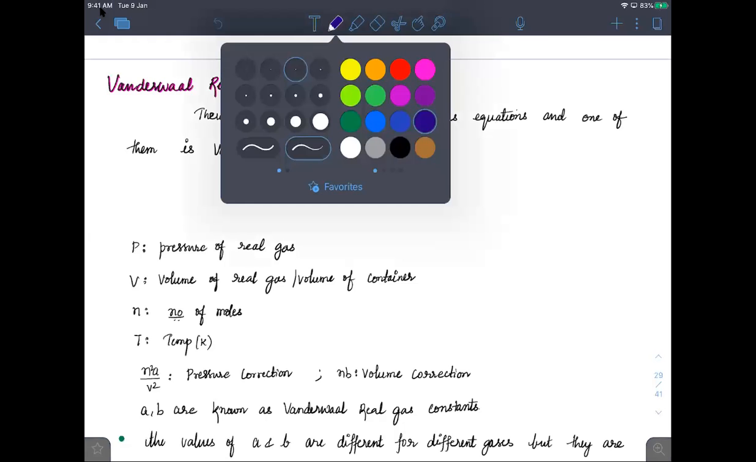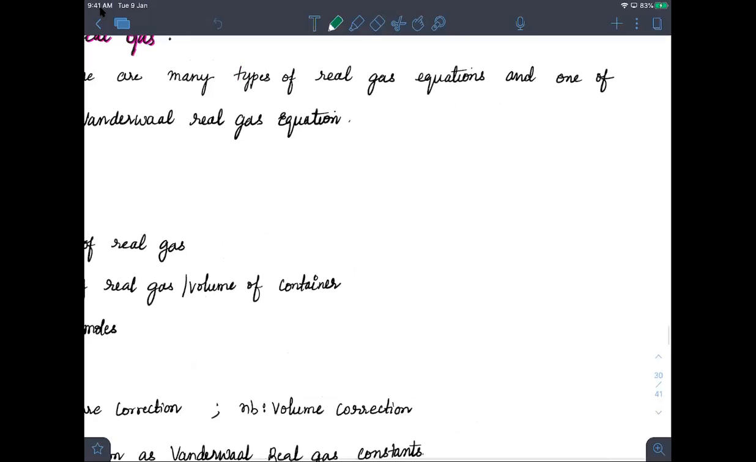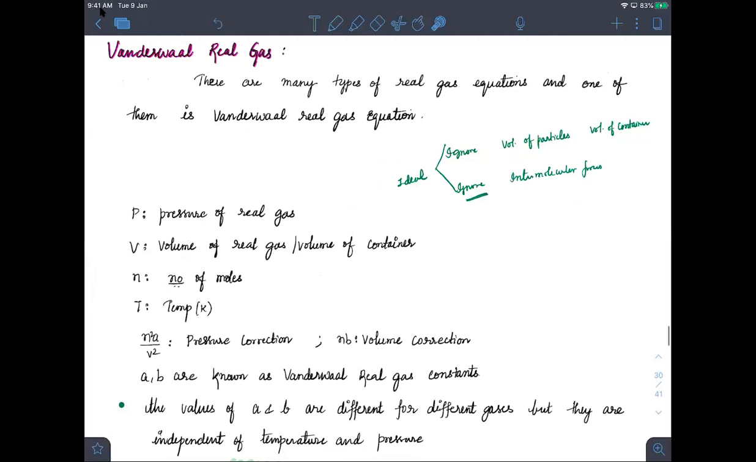Okay, guys, let us start now. See, when it comes to van der Waals real gas, there are two important assumptions which we take. One is we do not ignore the volume of particles, or whatever be the size of particles, in comparison with the volume of the container. The second thing is the intermolecular forces. So we do not ignore intermolecular forces, which is what we used to do in ideal gases. But when it comes to real gases, these are the two factors on which we will base the real gases.